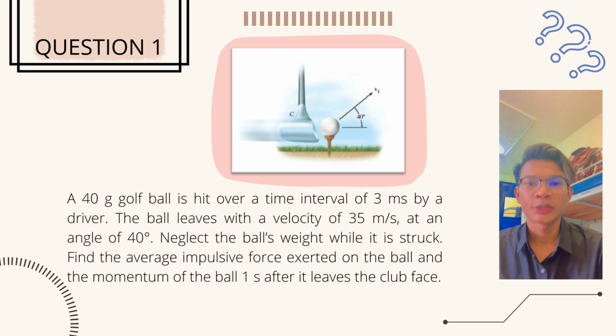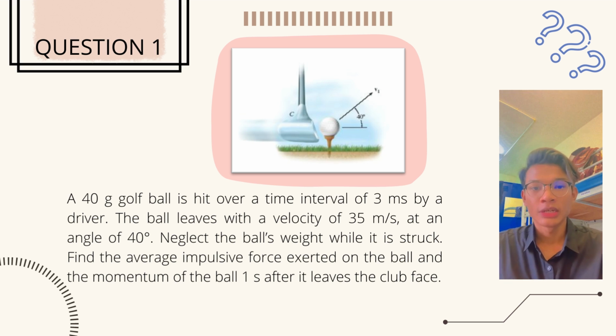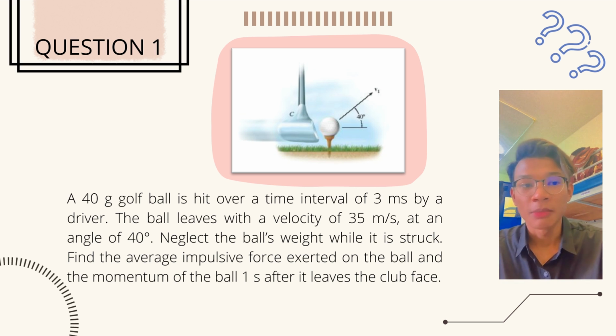Assalamualaikum. My name is Muhammad Razi Alha, and I'm going to present about the equation and the calculation. For question 1, a 40-gram golf ball is hit over a time interval of 30 milliseconds by a driver. The ball leaves with a velocity of 35 meters per second at an angle of 40 degrees. Neglect the ball's weight while it is struck. Find the average impulsive force exerted on the ball and the momentum of the ball 1 second after it leaves the club face.